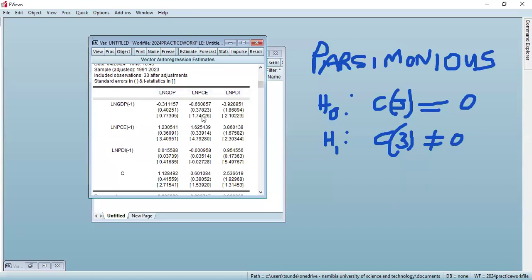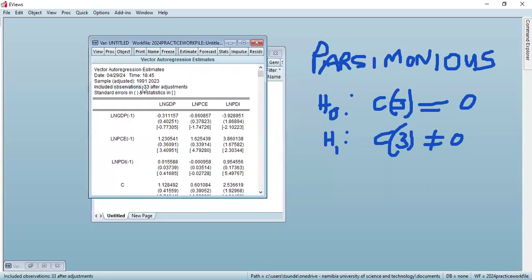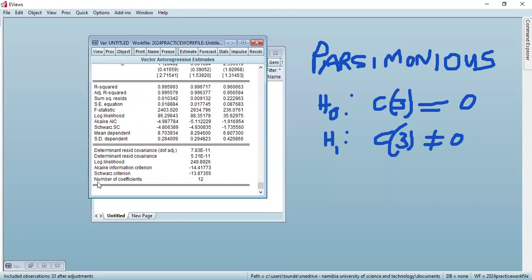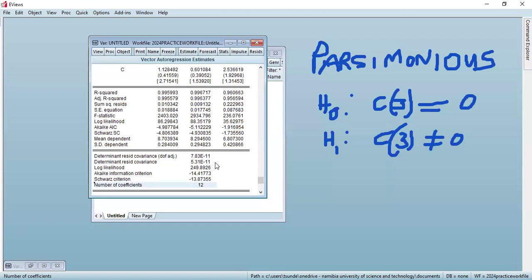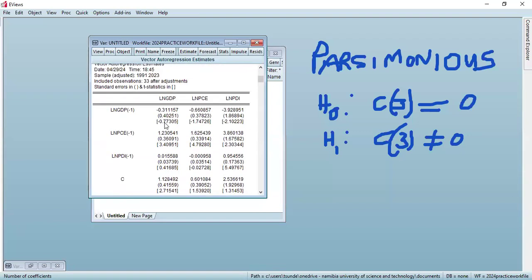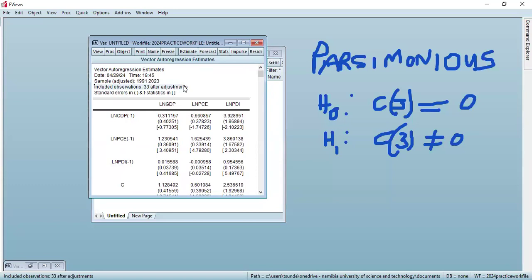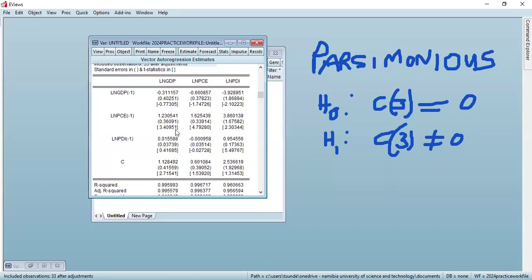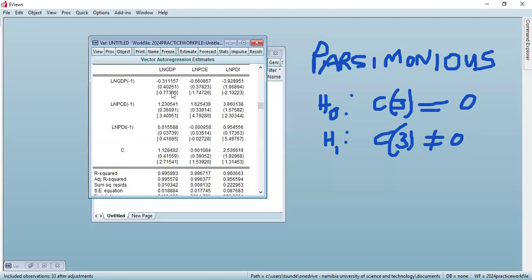These are all our results. If you look, the included observations are 33, and the number of parameters has now fallen to 12. I'm sure you can see that, which means you can estimate this equation because the number of coefficients is smaller than the observations included after adjustments. So this is a feasible estimation.